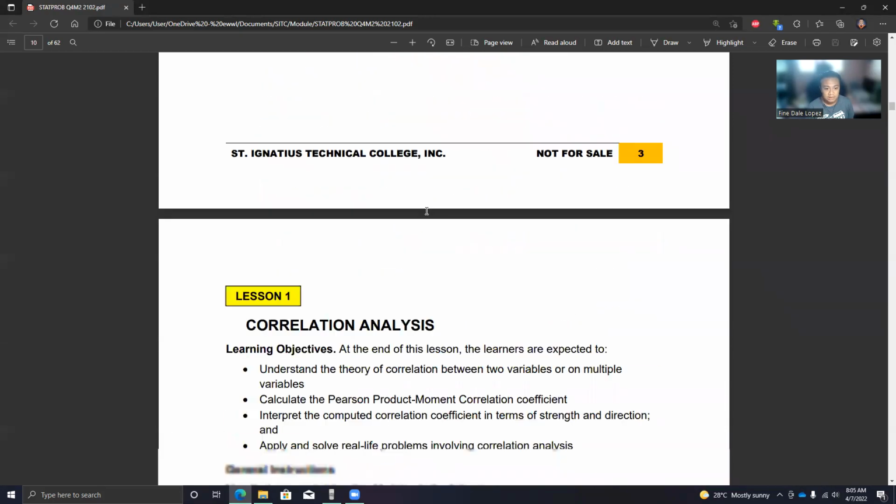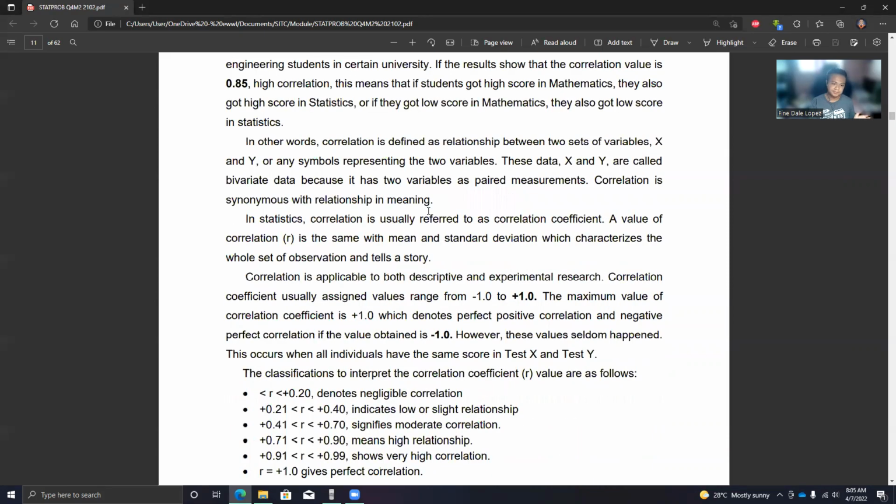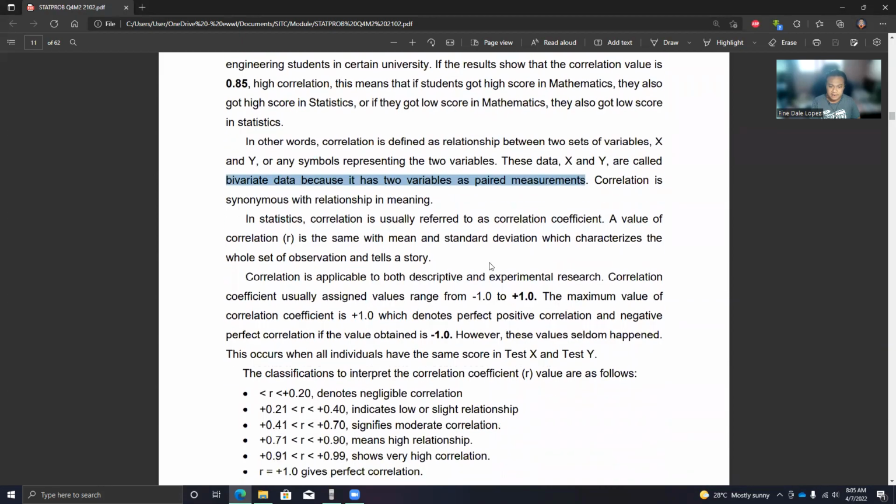Correlation is defined as a relationship between two sets of variables. So how does the change in X affect the change in Y? This is bivariate data because it has two variables as paired measurements. Correlation is synonymous with relationship in meaning. So, the correlation coefficient.